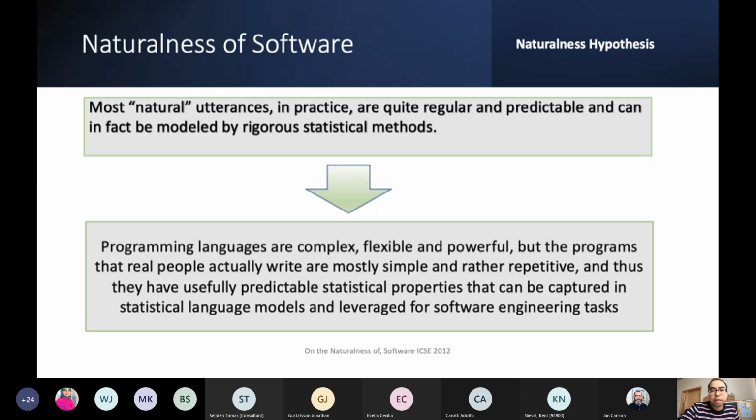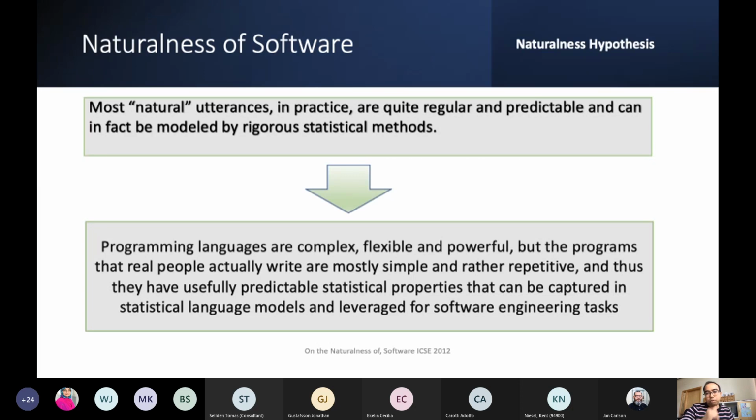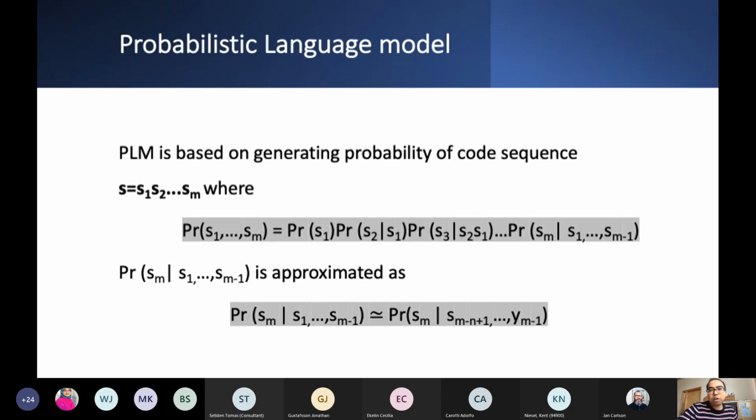The naturalness hypothesis is a similar observation in the software engineering domain, which says that programming languages are complex, flexible, and powerful. However, programs are typically developed by human developers, and they often write simple and repetitive code. Software code has predictable statistical properties, which can be inferred by statistical language models and leveraged for software engineering tasks. A probabilistic or statistical language model is the basis of neural software analysis.